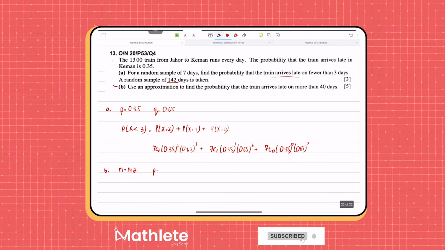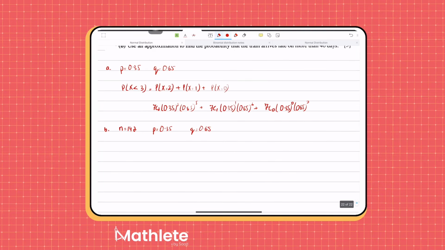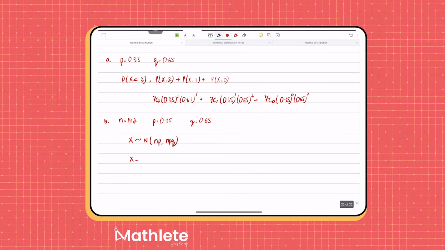Okay, so P is 0.35 and Q is, since we're still interested in the train arriving late, that means P and Q remain the same. So now the normal distribution will have mean NP and the variance NPQ. So the mean, as you guys said, is 49.7 and the variance, as you guys said, is 39.305. Okay, now what do we have to find?